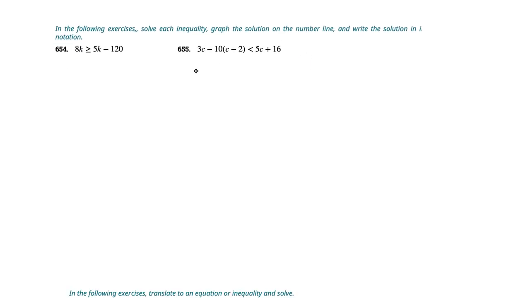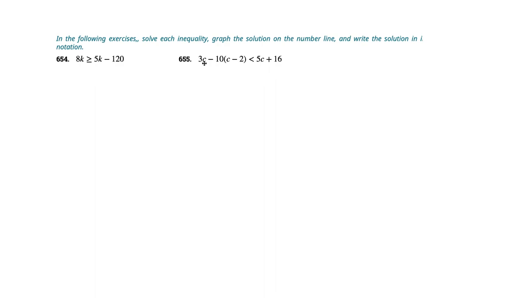We're going to solve each inequality, graph the solution on a number line, and write the solution in, I think it probably said interval notation. So we've got a few things to do right now. First thing is, in an equality or inequality, which side has more of a variable? I'm going to go with the left side, so I'm going to subtract 3k from both sides. First step. So 8k minus 3k is 5k.